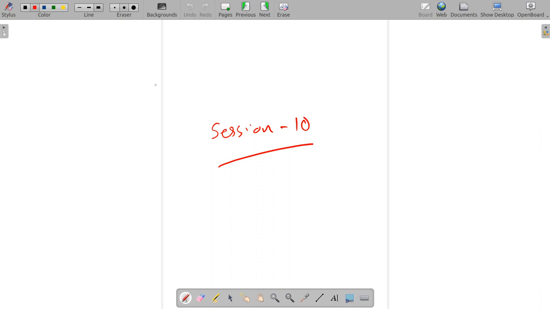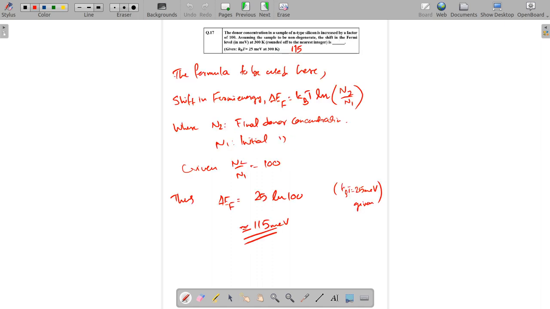So this is the next question from GATE 2021. The donor concentration in a sample of n-type silicon is increased by a factor of 100. Assuming the sample to be non-degenerate, find the shift in the Fermi level in milli electron volt at 300 Kelvin, to the nearest integer. Given that kBT is 25 milli electron volt at 300 Kelvin.